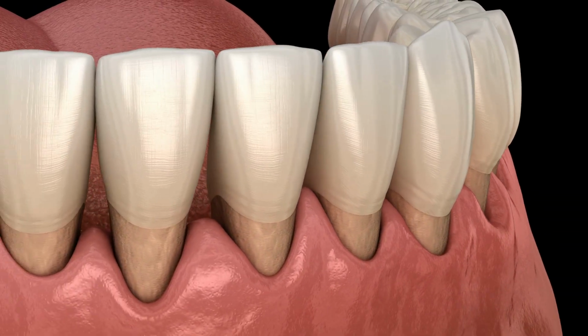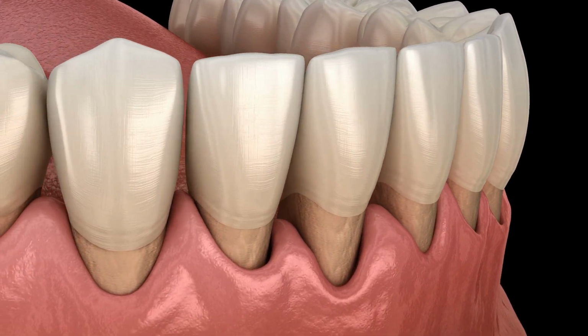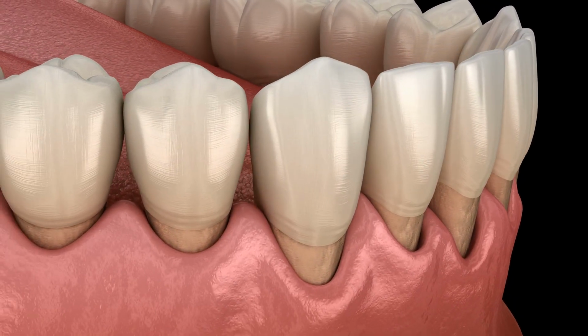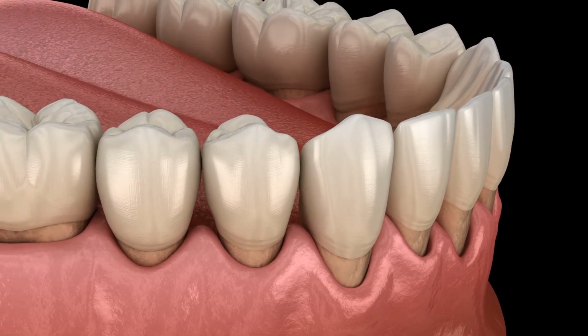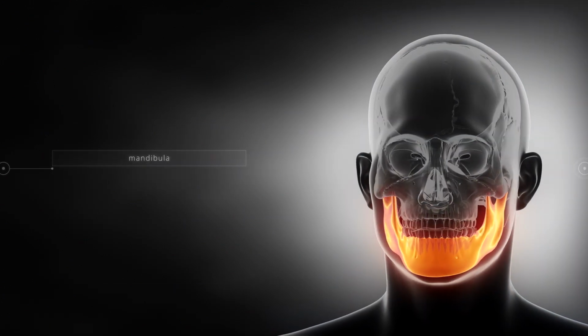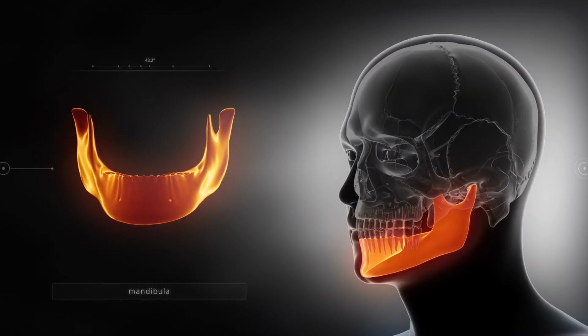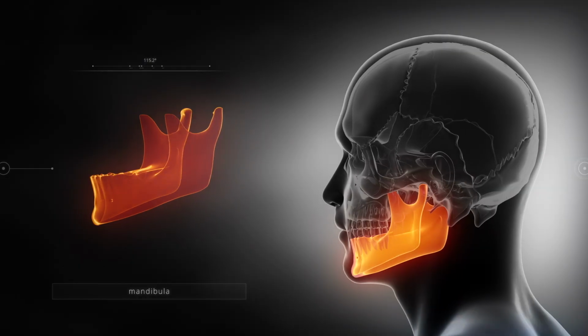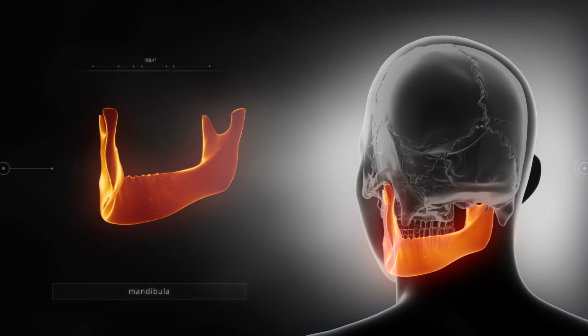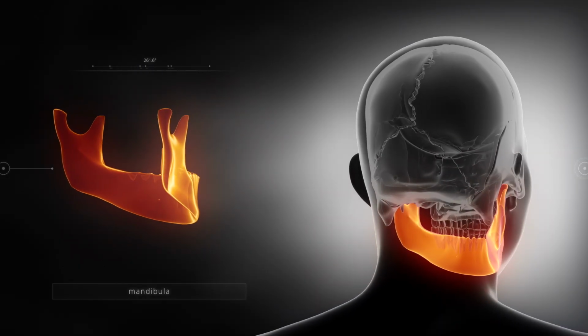Regular visits to a pediatric or general dentist are key. Professional cleanings remove hardened tartar that brushing alone cannot. Watch for symptoms like redness, tenderness, or bleeding, and don't ignore them. Early action can reverse gingivitis and prevent permanent damage.